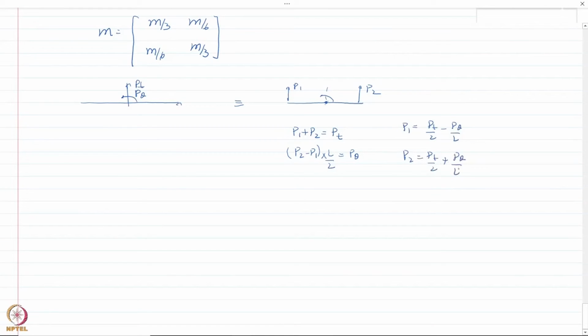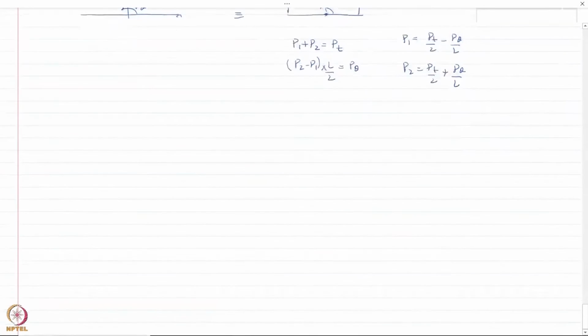Okay, and this simplification we only did because the applied forces were not applied at the degrees of freedom that we had considered for this problem. So now we can write down the equation of motion as m by 3, m by 6, m by 6, m by 3, and the acceleration vector.